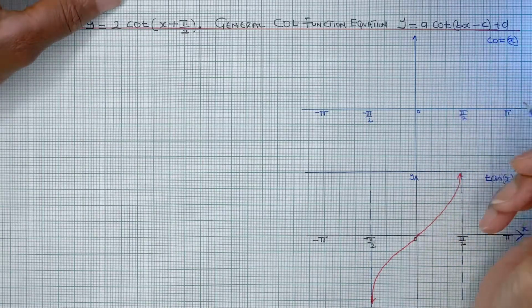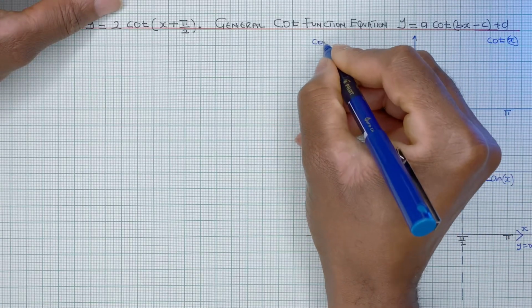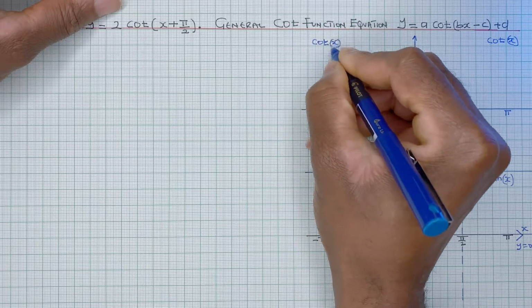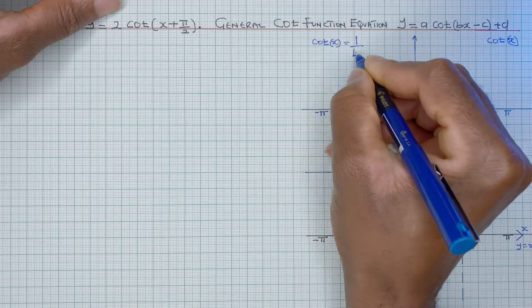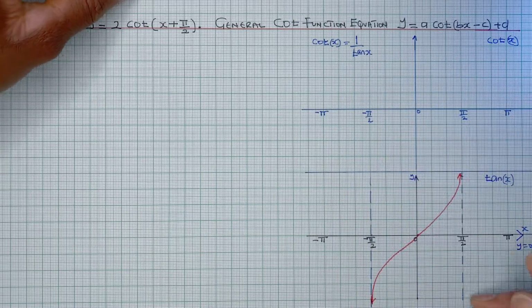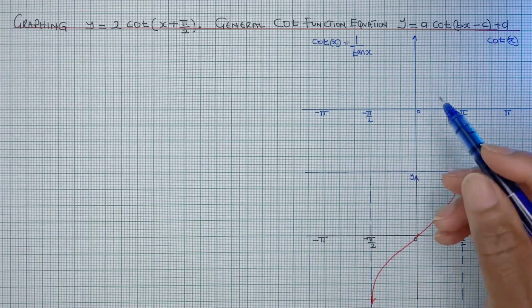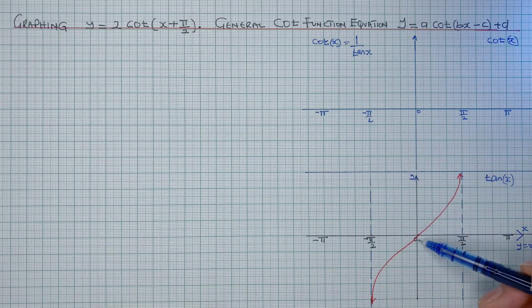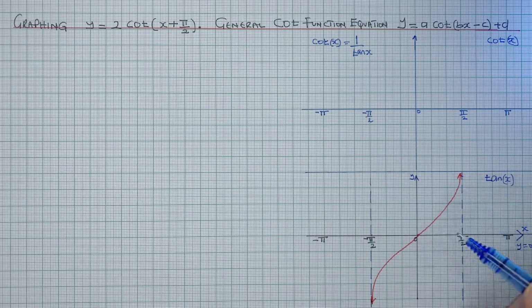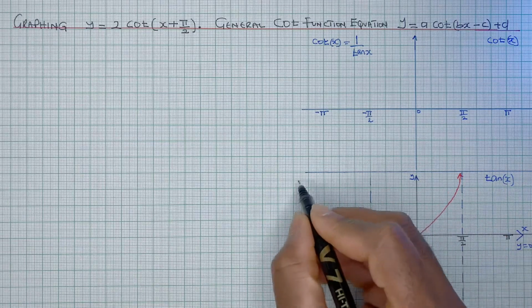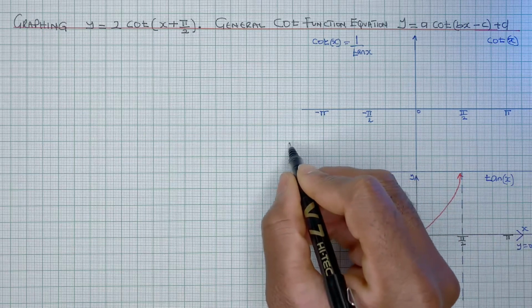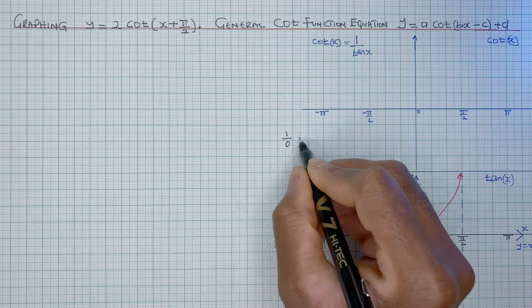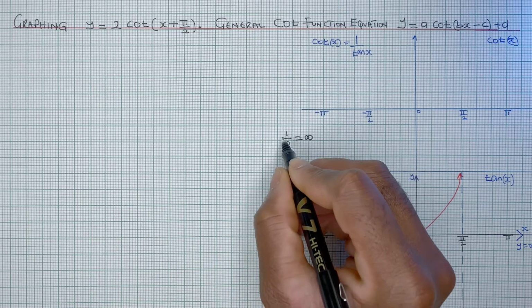So when we write the cotan function, cotan of x is 1 over tan of x. That's what cotan is. What that means is where tan is 0 here, cotan will be 1 over 0. Now there are a few definitions for 1 over 0. 1 over 0 is infinity. That's one thing.